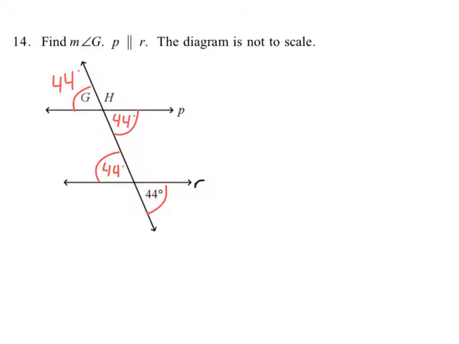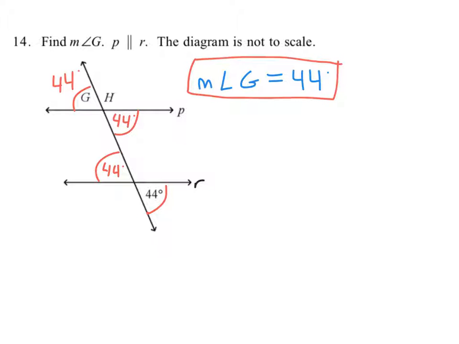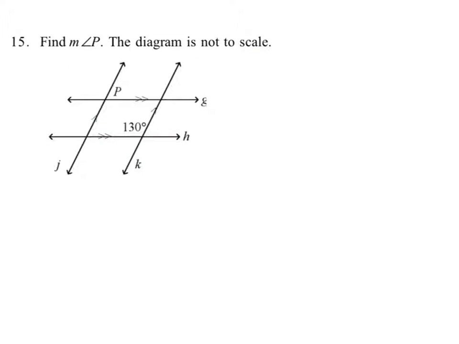But either way gets us there, and so we know that the measure of angle G is equal to 44 degrees. One more on this video. Okay, find the measure of angle P.